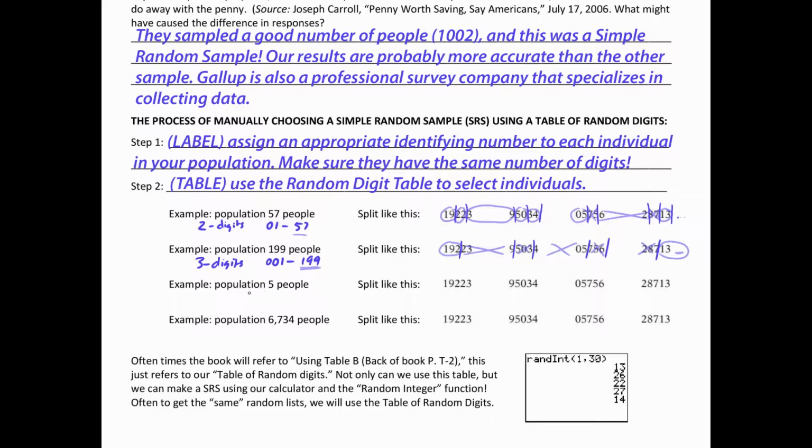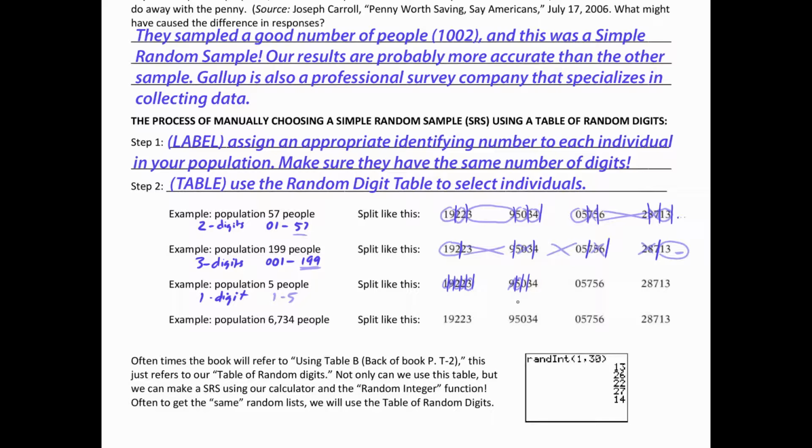The example for a population of 5 people, that is a 1-digit number. So I'm going to split my list into literal 1-digit pieces. So every single digit is its own choice. Now I can only go from 1 to 5. So 1 works, 9 does not. 2 works, 2 works, and they're drawn again. That can happen. 3 would work, 9 would not work, 5 would work. 5 is the last person on my list.